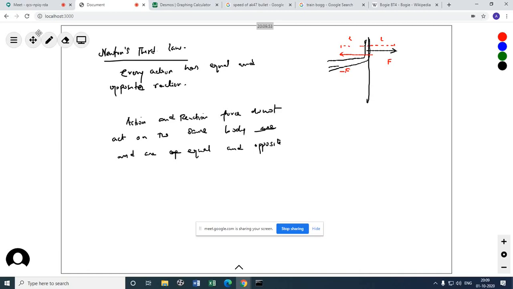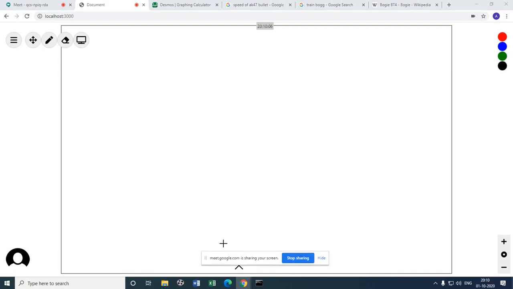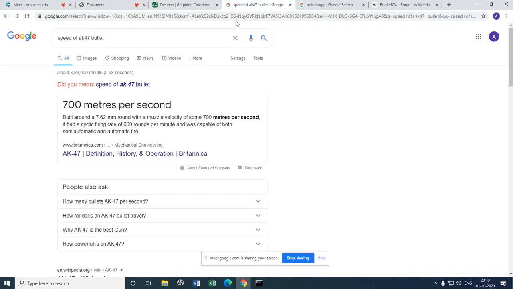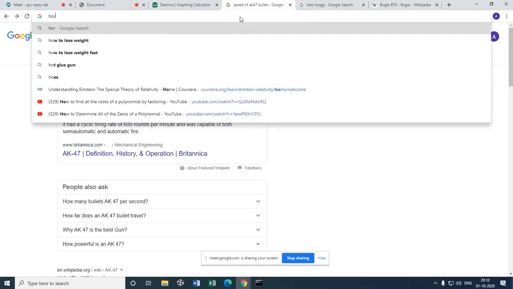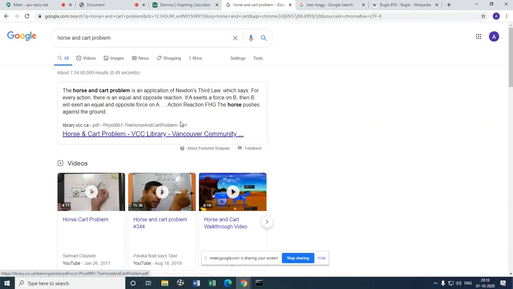Now some examples of Newton's third law, or some problems. How do you explain this? First of all, I think I have already explained to you. There is the horse and cart problem. What is it, the horse and cart problem? You'll see here.